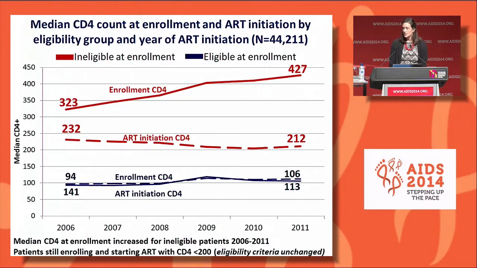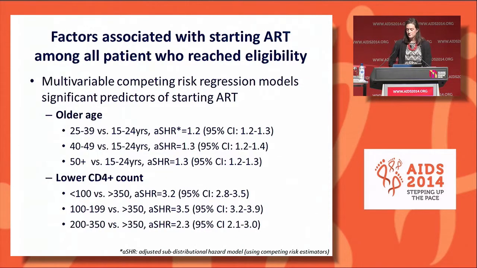We did not see an increase in median CD4 at ART initiation among ineligible patients, but this would be expected given that the ART guidelines in Ethiopia did not change during this time. With regard to the factors associated with starting ART, among all patients who were eligible, we found that older age and lower CD4 count were significantly associated with initiating treatment.